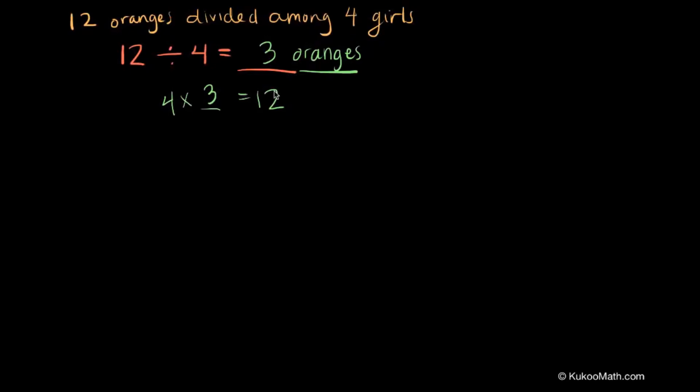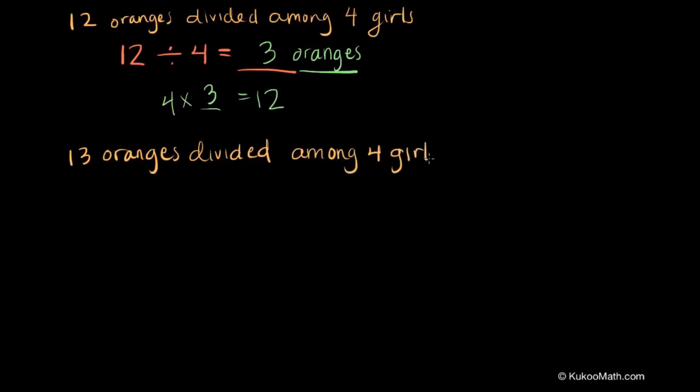Now let's switch up the problem a little bit. What if we had to divide 13 oranges divided among, let's still say, 4 girls. The division problem that we're looking at here is 13 oranges divided by 4. Now in this case, let's first translate into a multiplication problem. So 4 times what is equal to 13?